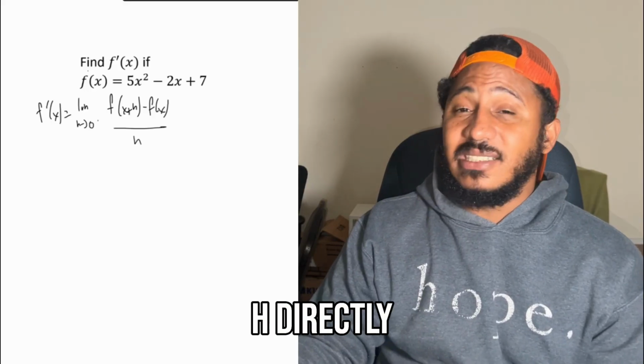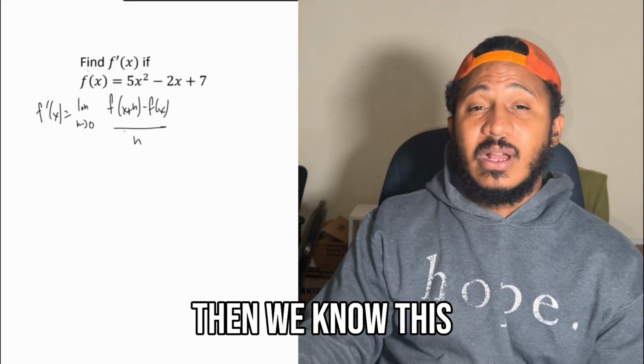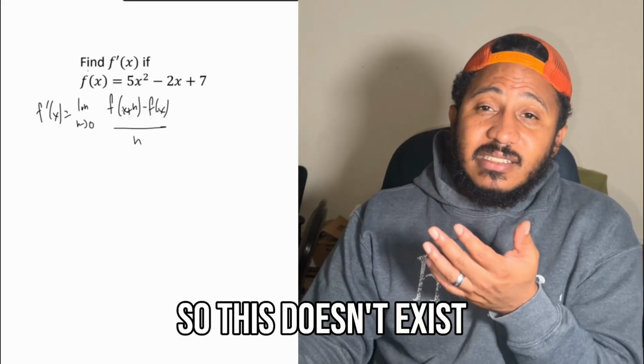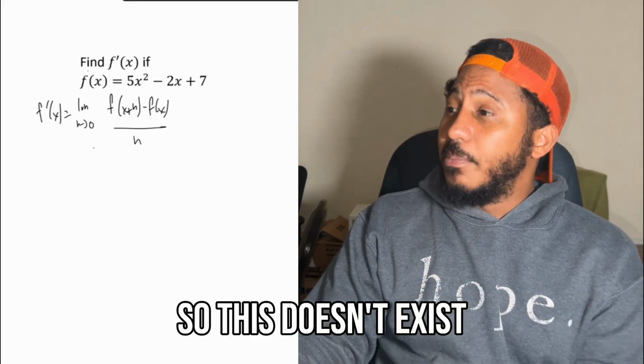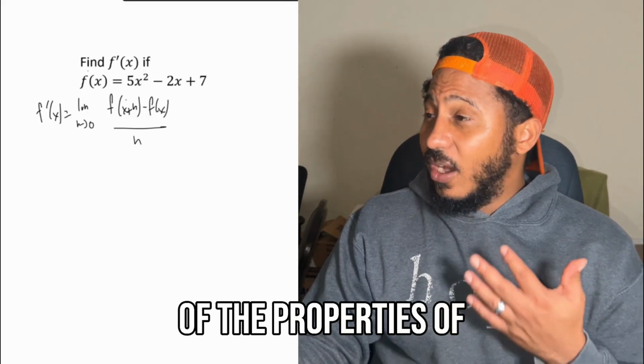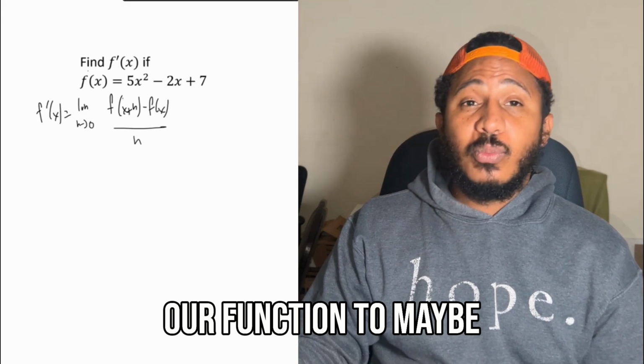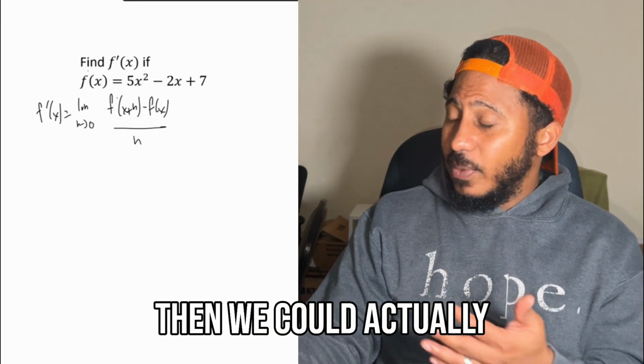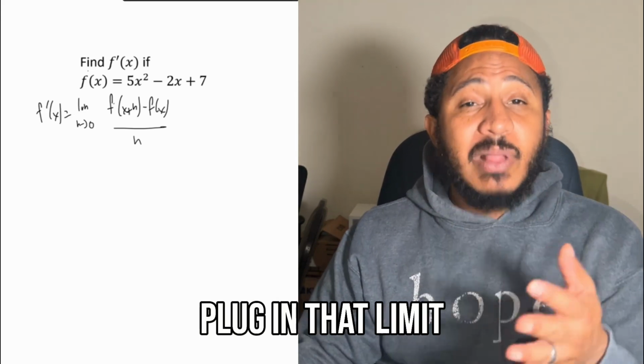Now, if we plug in h directly, or plug in 0 directly, then we know this is 0 over 0, so this doesn't exist. But if we use some of the properties of our function to maybe rewrite this, then we can actually simplify this before we plug in that limit, right?